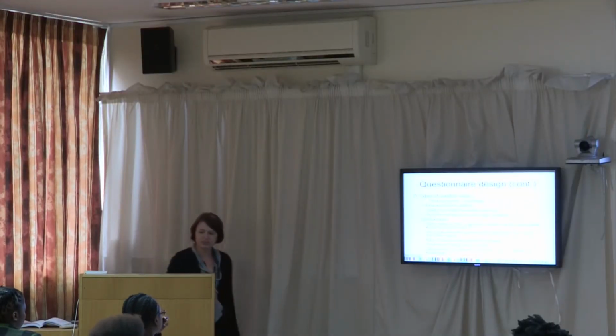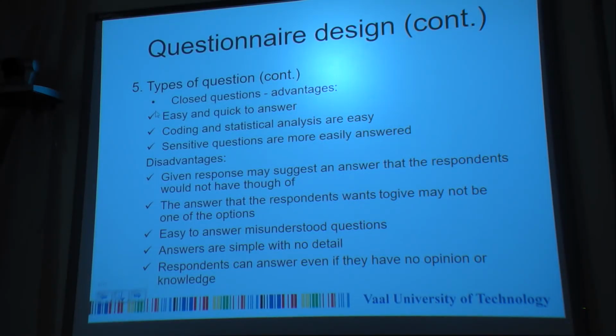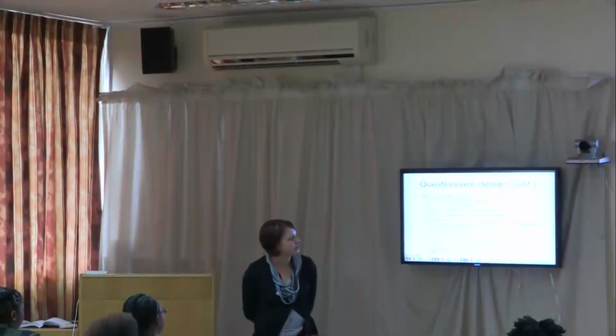The advantages of a closed-ended question: it's easy to answer for the respondent, so it does not take up a lot of time for the respondents. You can list a lot of things in a closed-ended question, and it goes relatively quick, but you can measure quite a lot of things then. Coding is easier and analysis is easier because you have a set number of categories that they must tick, and you just capture that information easily. You don't have to read extensively to code and to analyze. And sensitive questions can be answered more easily in this way.